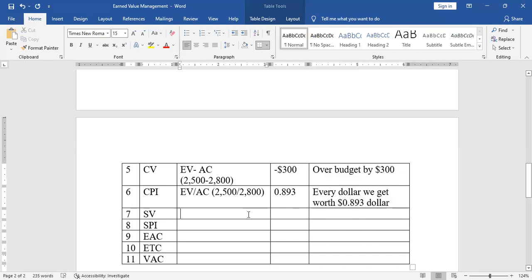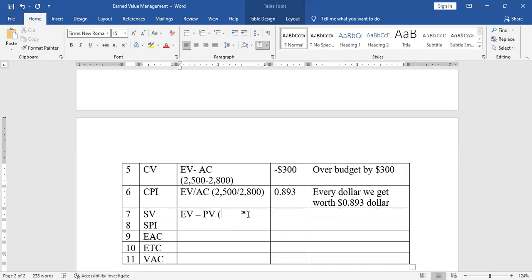Schedule variance. Because of the word schedule, it simply means that planned value is involved. Remember, there are only two things: schedule and cost. Cost meaning actual cost is involved. Schedule means planned value is involved. So schedule variance is EV, remember, EV is always there, minus PV.